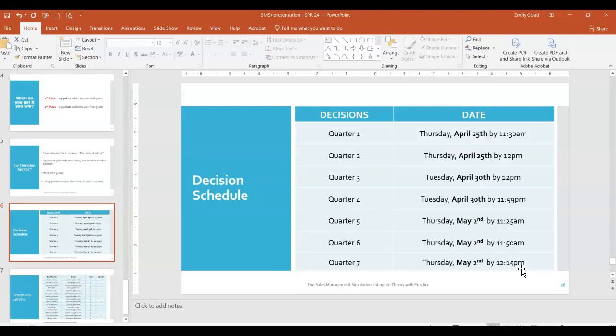So by 11:30 in your group, day 1, next Thursday, you're going to have to submit your decision. I'll run it. And then you have like another 30-ish minutes to make your next decision. Just please note the times, especially quarter 3 and 4. Those are Tuesdays when we're not normally in class together. So just note that because you still have to make those decisions for Q3 and Q4.